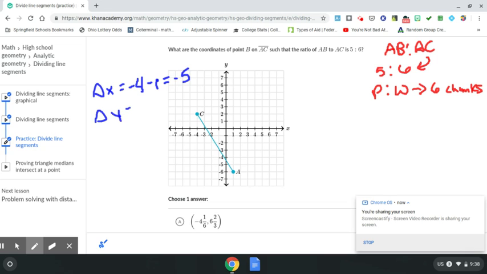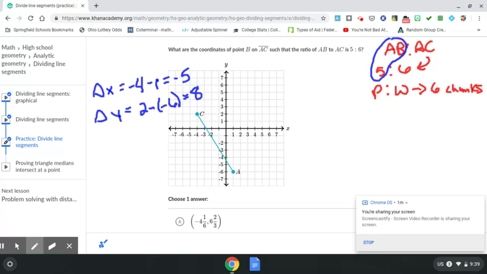How about my change in Y? My Y coordinate for C is 2. My Y coordinate for A is -6. So that means to get from A to C, I have to go left 5, up 8. Well, if I think about this, they're telling me to get from A to B, I have to travel along 5 of these chunks, which means I'm going to have to jump 5 different times. Well, I don't want to do that.